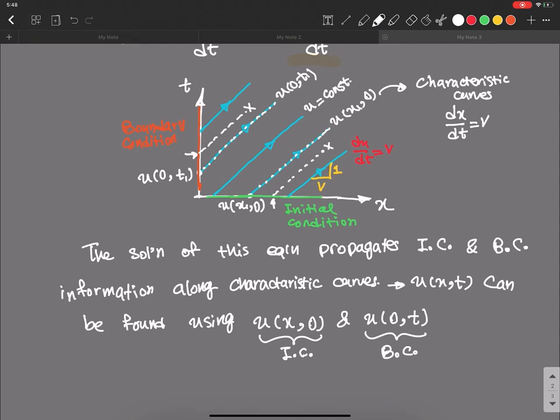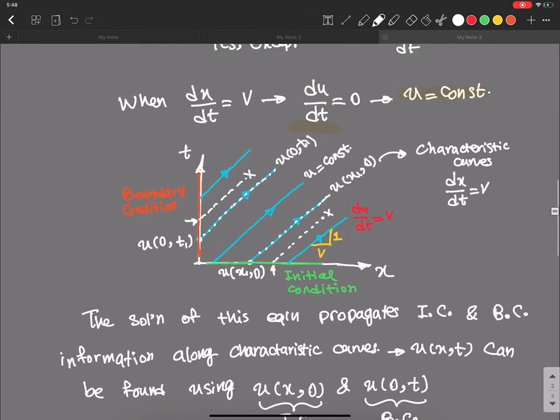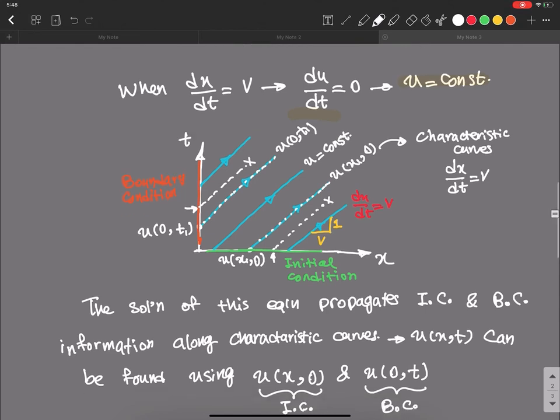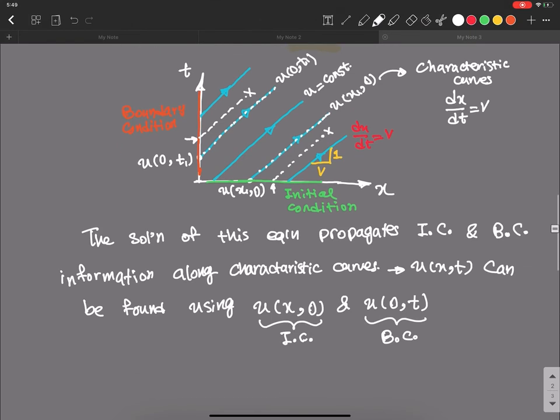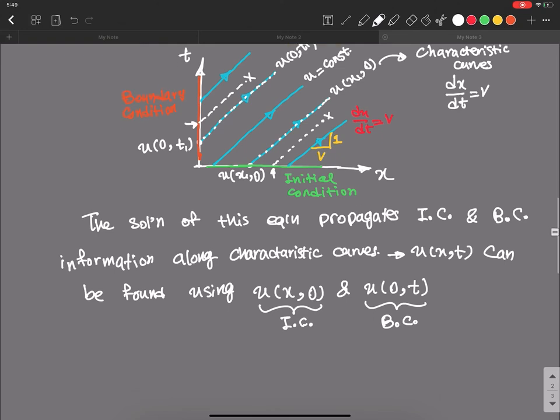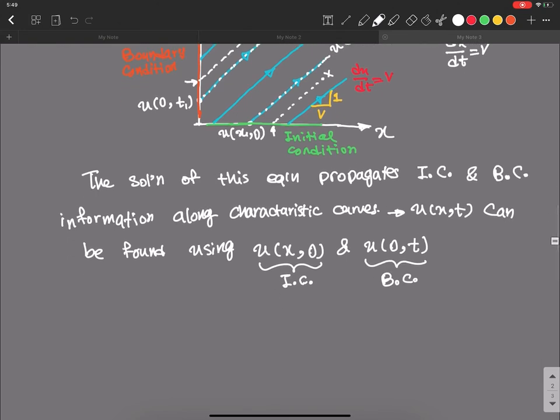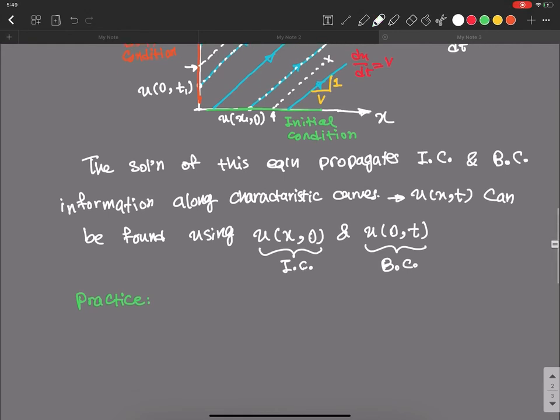Okay. So this was the overview of characteristics, with simple examples. So you learned what characteristic curves are and how they work in PDEs. And just to give you a practice problem so you can work on this, a practice problem you can work on at home to get more familiar with this.